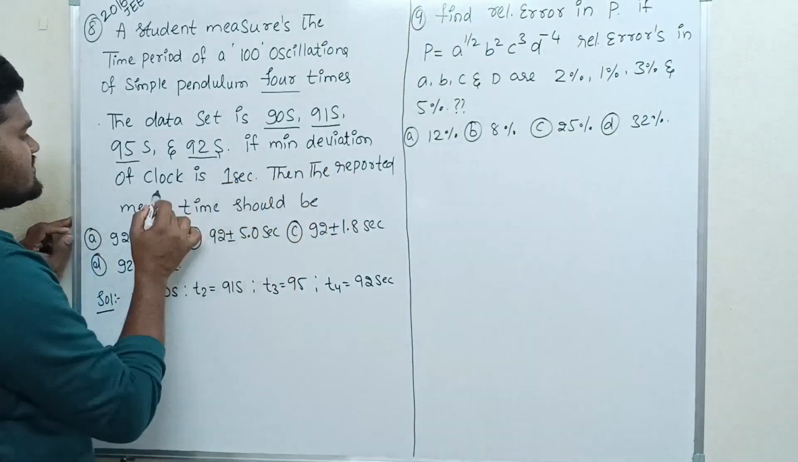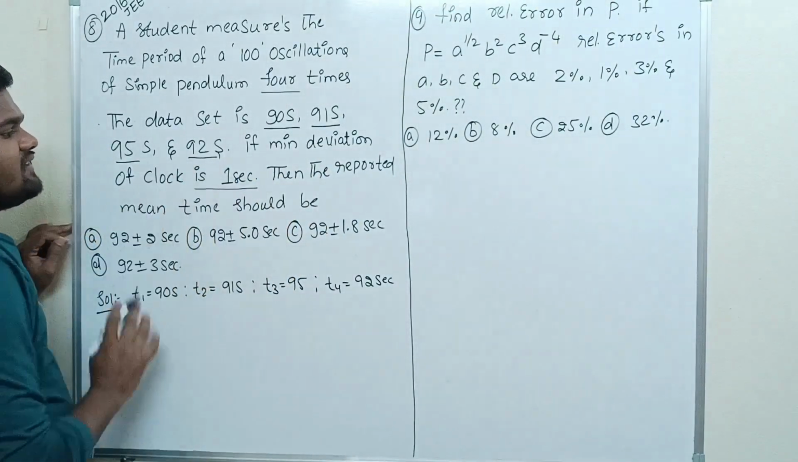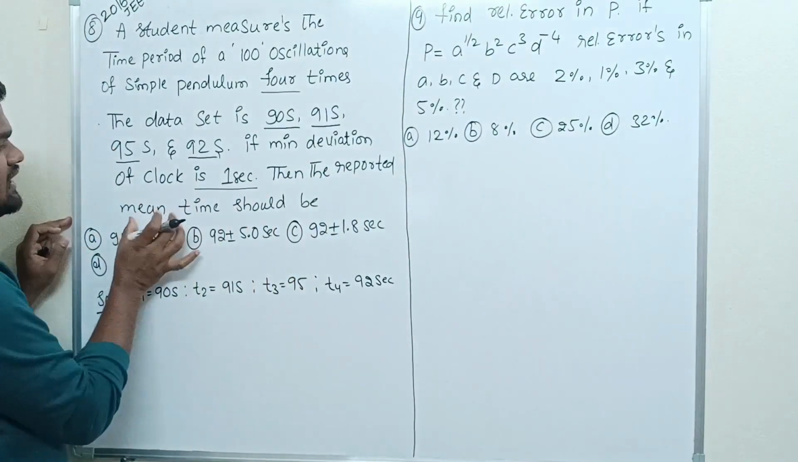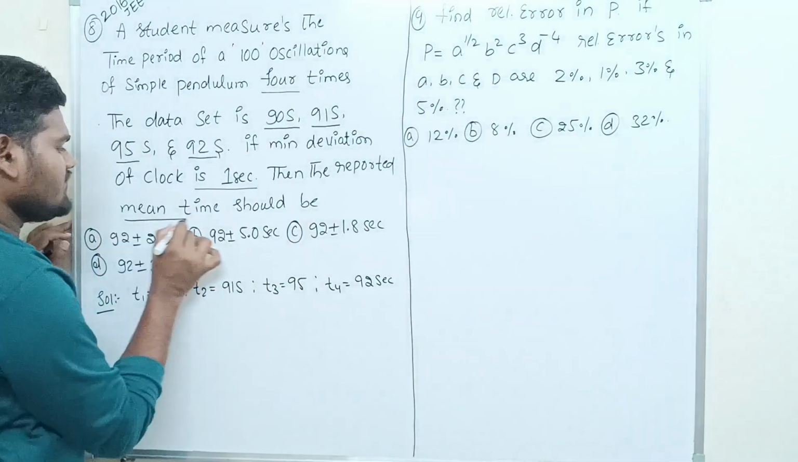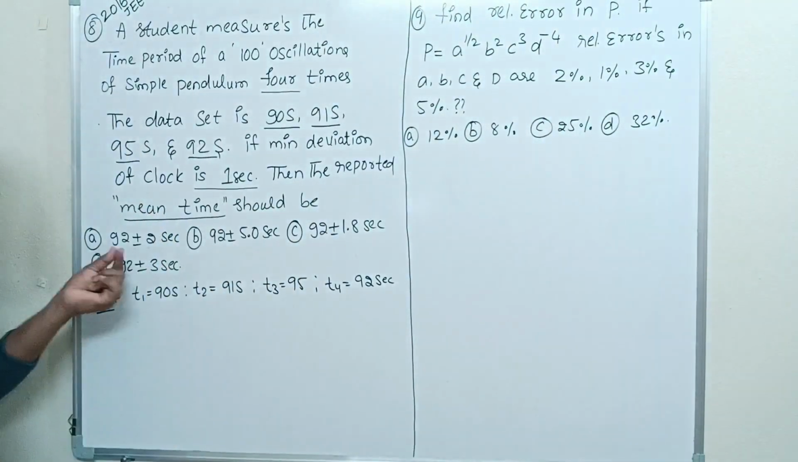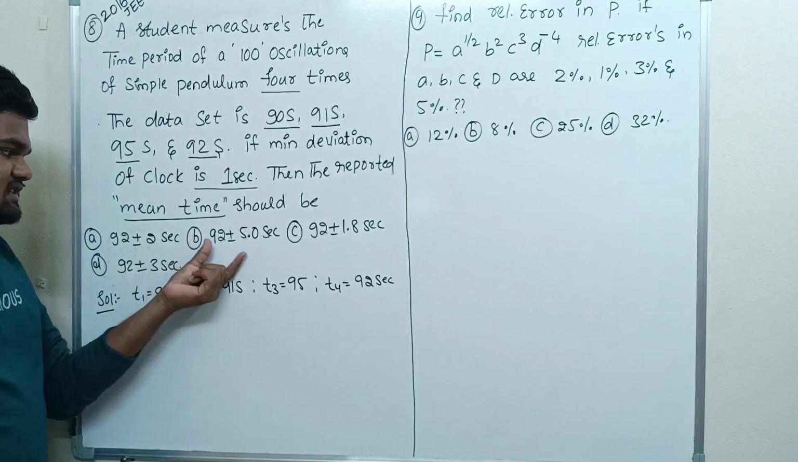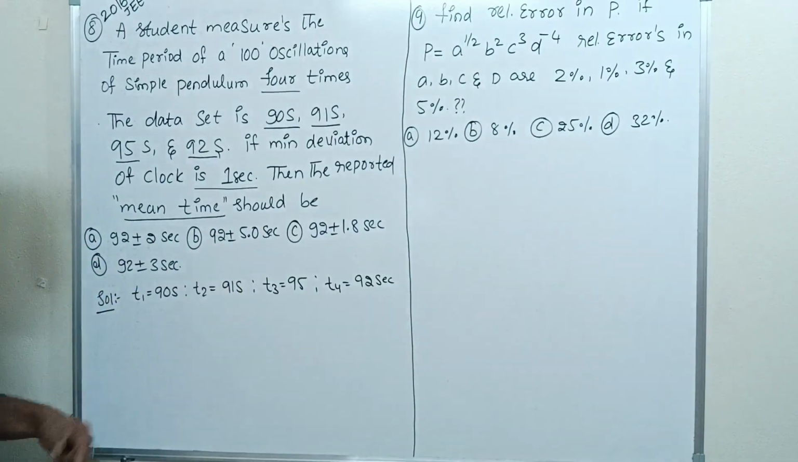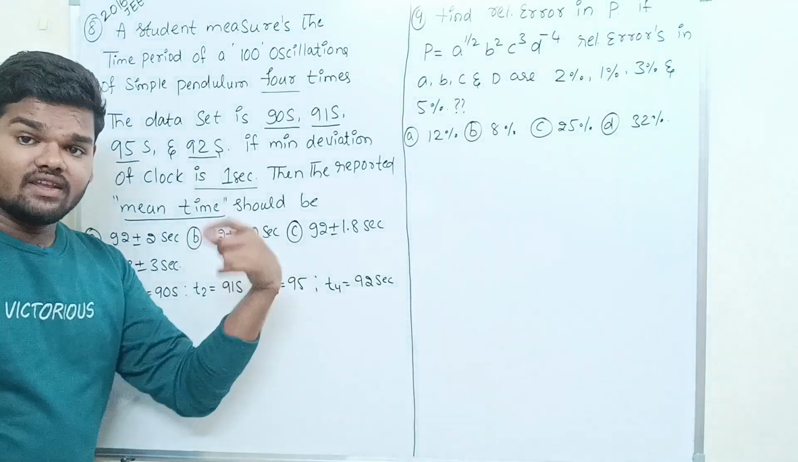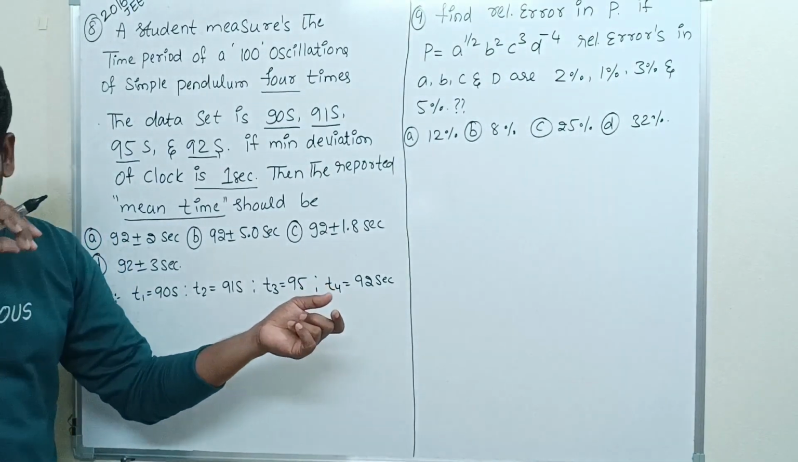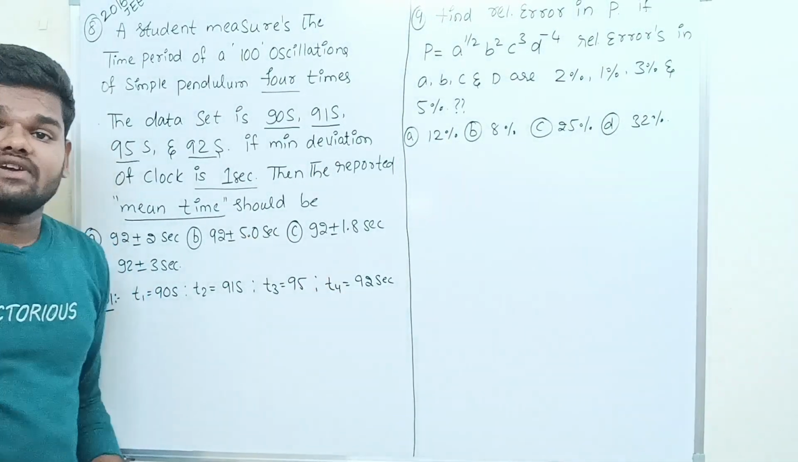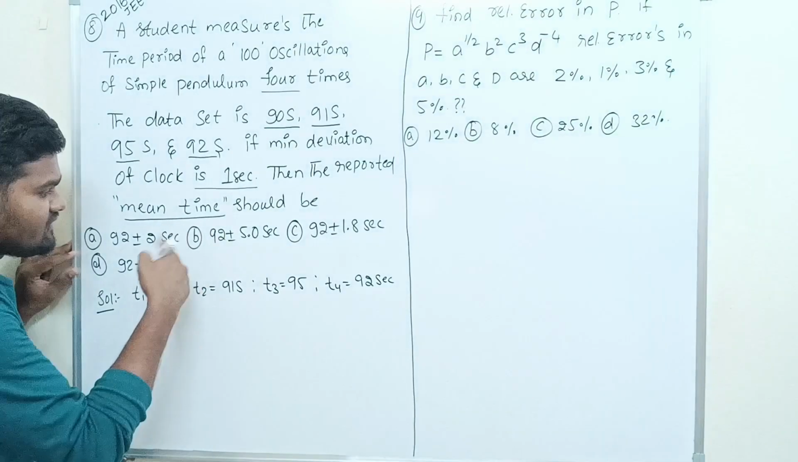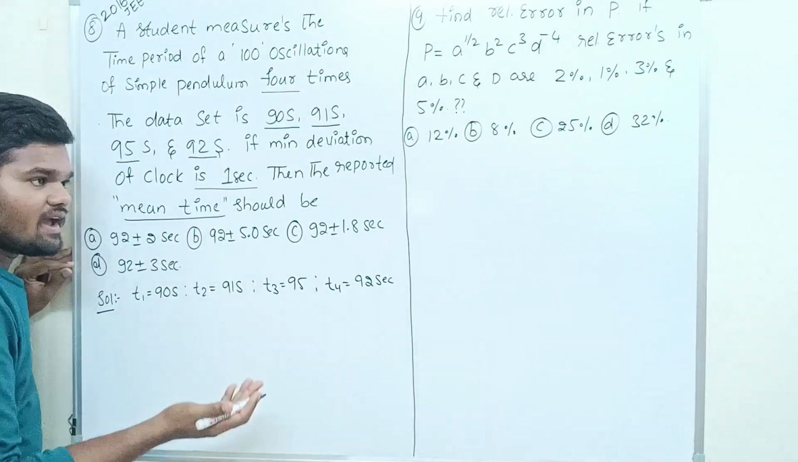If the minimum deviation of a clock is 1 second, then the reported mean time should be, he is asking what? The mean time we have to find. So the options are 92 plus or minus 2 seconds, 92 plus or minus 4 seconds, and so on. So these are the time periods. In the error concept, I told you that. So whenever we get this type of question, how do we have to solve?